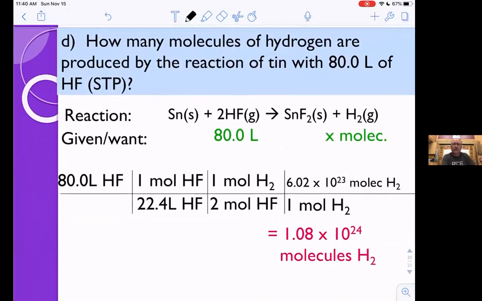The last thing that we have to cover is going to be limiting reagent and some percent yield calculations. And so I'll show you how to do those in lesson 3.